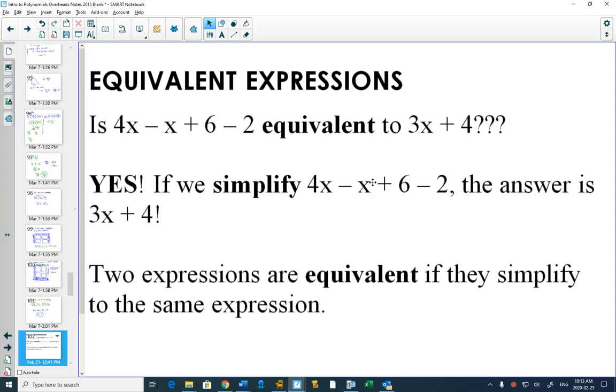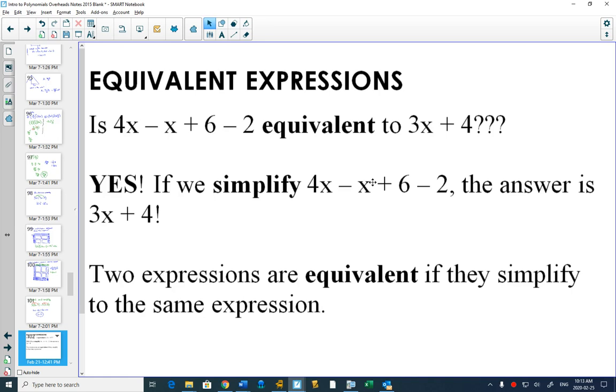Take out your note package to the section that says equivalent expressions. Two expressions are equivalent if, when they're simplified, meaning you've put all the like terms together, they end up being exactly the same.